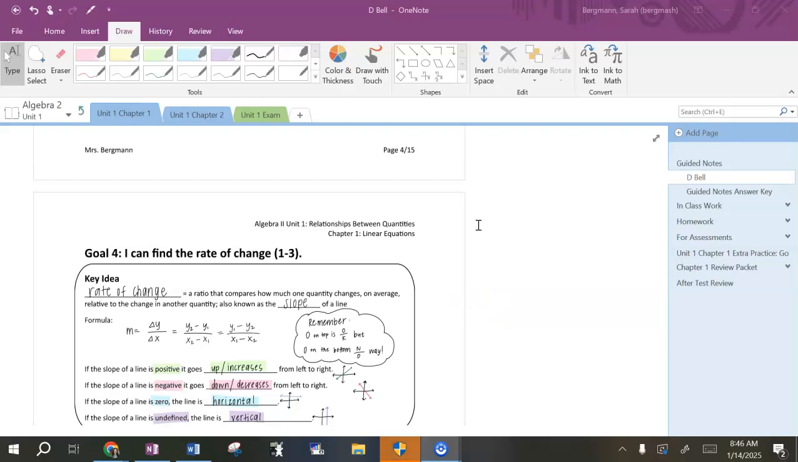Good morning, everyone. Today we're going to be learning about rate of change and linear equations.